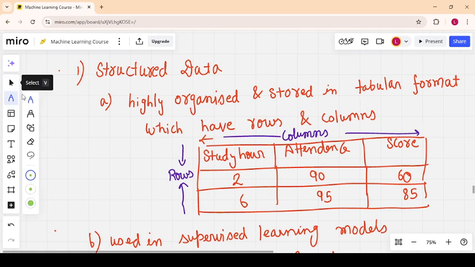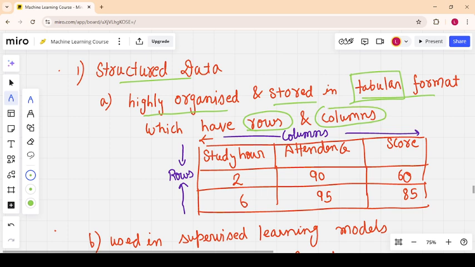Okay, let me take a pen. So structured data are those data that are highly organized, stored in a tabular format. That is a key point. Tabular format, which has rows as well as columns. For example, if we are building a model that can tell the score of a student based on only two features, we are taking into account study hours as well as attendance. What is the attendance in class and how much time he gave outside the school.